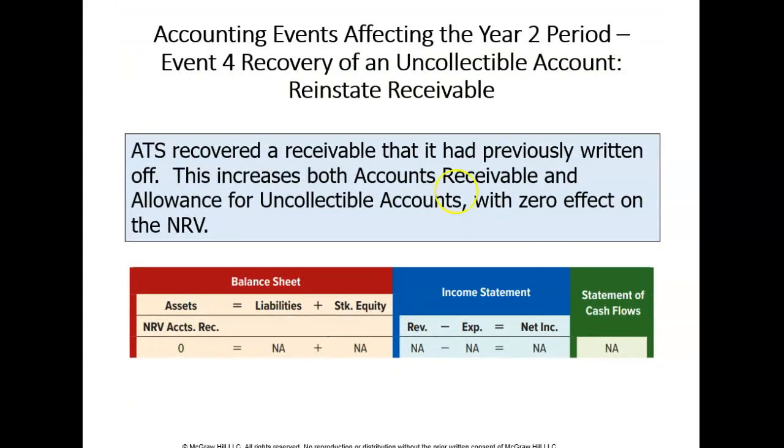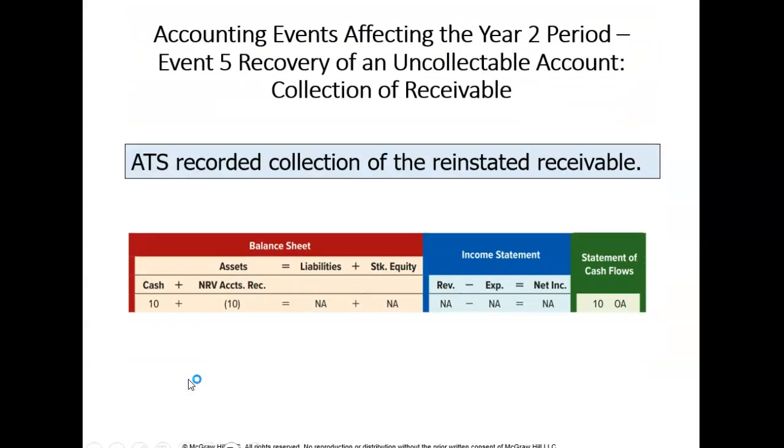It says that we recovered a receivable that we had previously written off. So remember, we wrote off $70. If you now collect that, it's just going to increase your receivable by $70 and increase your allowance account by the same amount, with the net effect being zero, because you're going to increase the accounts receivable and increase the allowance for doubtful accounts by the same amount. Therefore, it has a zero impact on your net realizable value for accounts receivable. Okay?